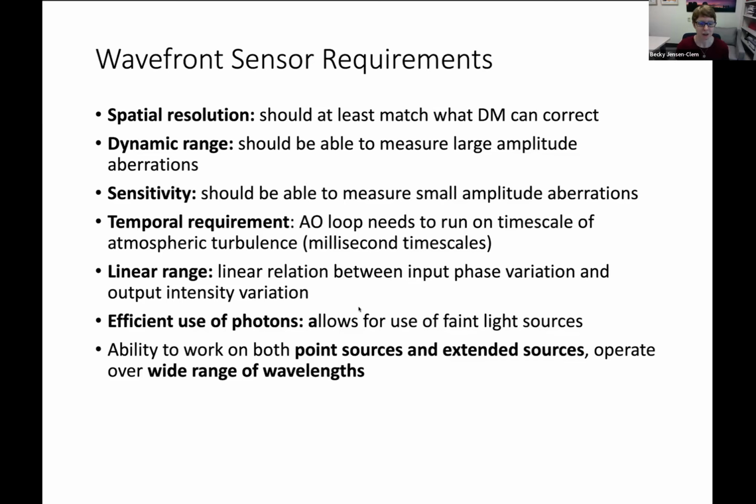We also want an efficient use of photons. And then for more generalized astrophysics purposes, it's convenient if your wavefront sensor can work for extended sources as well as point sources and work over a large range of wavelengths.